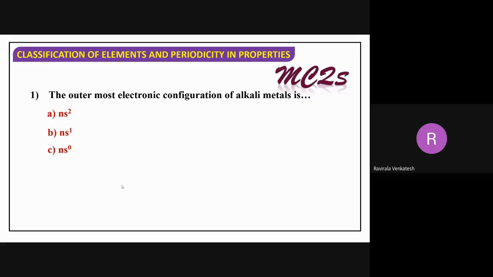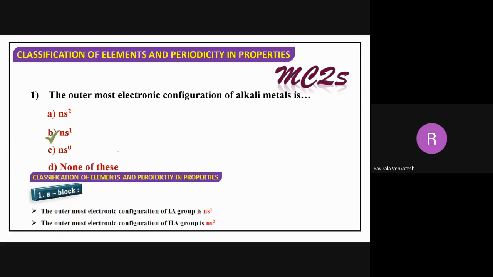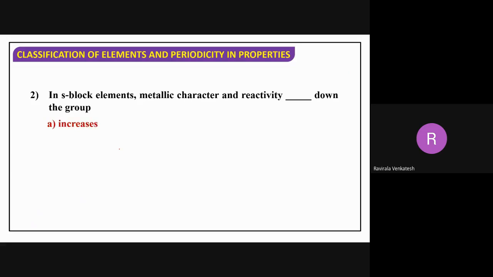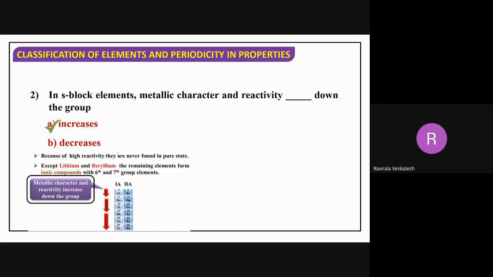Tell me the answer for this one. Do fast. Outermost electronic configuration of alkali metal: ns1. ns1 is the answer, right? Now tell me what is the answer for this one. Like elements, it increases. Higher D, increases. Increases, right? This is about only the P block.